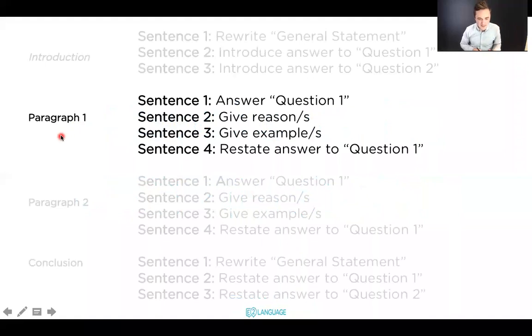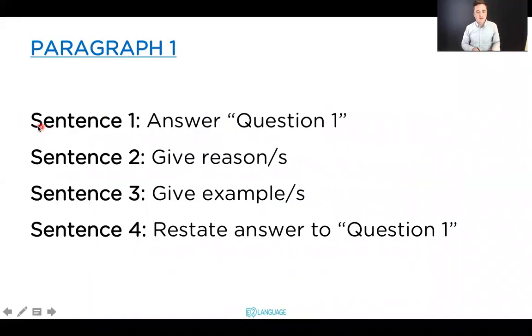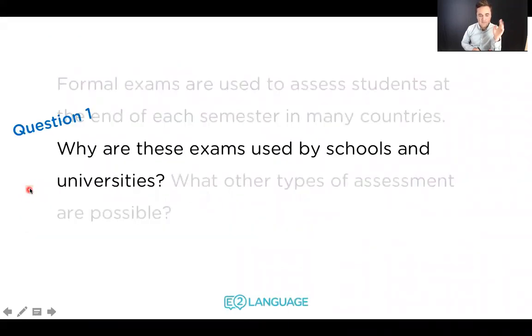Let's do it. This is what it looks like. Paragraph 1. Let's look closely at it. It's sentence 1. And we're going to focus on question 1 of the question prompt. You answer question 1, you give reasons, you give examples, you restate the answer. Question 1 was, why are these exams used by schools and universities? So in the introduction, we briefly mentioned it. Now we go into more detail about it. This is where we can develop our ideas, and we can do the third IELTS writing criteria, which is about coherence or development of your essay. Cool.